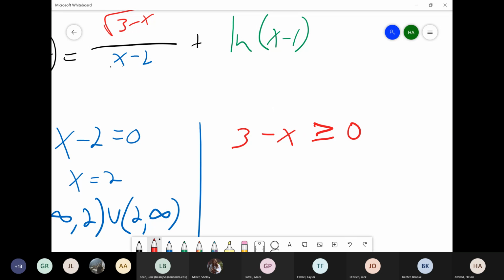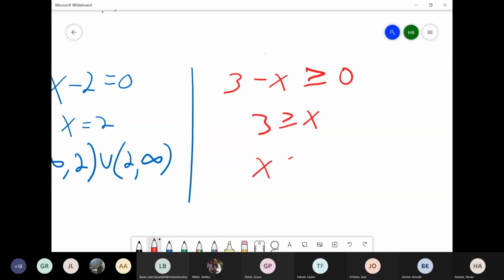So solving this isn't too bad. All we're going to do is just add x to both sides, right? The roundabout way is you could subtract 3 and then multiply both sides by -1. Just remember to flip the sign if you do that. But the straightforward way is just adding x to both sides. So we're going to have 3 is greater than or equal to x. And of course, you can just rewrite that as x is less than or equal to 3.